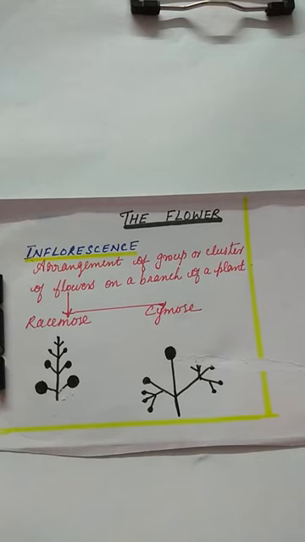There are two basic types of inflorescence. They are racemose and cymose. Even in the diagrammatic representation here you can see, in racemose, the oldest flower is the lowest one and the youngest is the uppermost. This is one type of arrangement. In the case of cymose, the old flower is terminal and the younger ones are lateral in position.